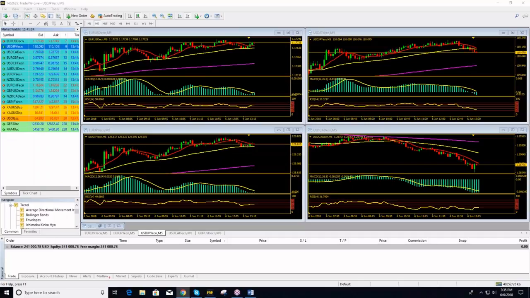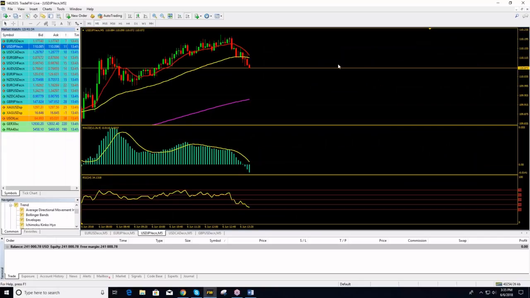Our setup for short positions on dollar yen is approaching. As we can see, the price is below MA50 on the 5-minute chart. We are just waiting for a bearish cross of the moving average to enter short positions.